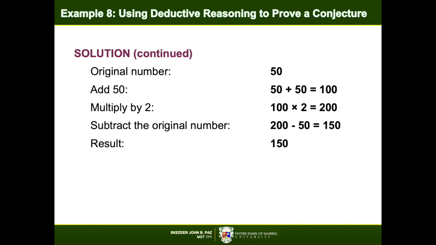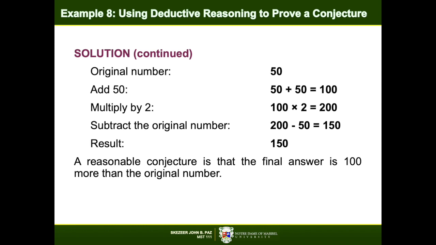So, kung ano napapansin ninyo kanina? Yung unang example natin, we have picked 12. And the final answer or the result is 112. This time, we have picked 50 and the final answer is 150. So it seemed that based on the relationships of these two specific examples, we can conjecture that, okay, a reasonable conjecture is that the final answer is 100 more than the original number. So in short, parang nag-add lang tayo ng 100 doon sa mga number na pinili natin. Specific numbers na pinili natin.